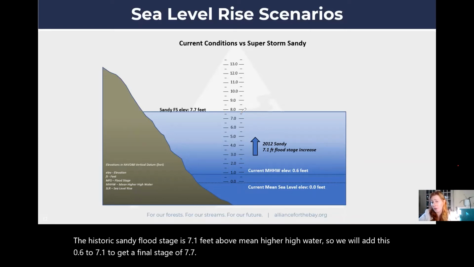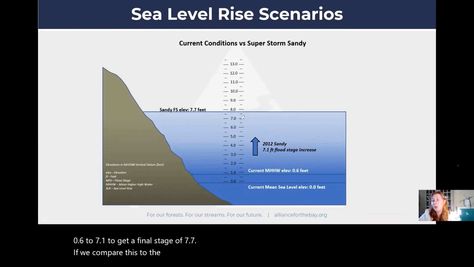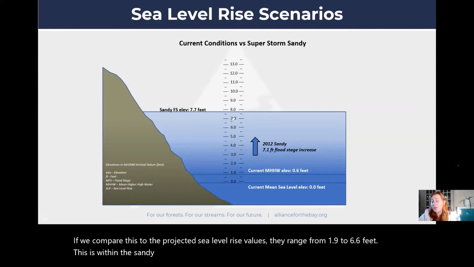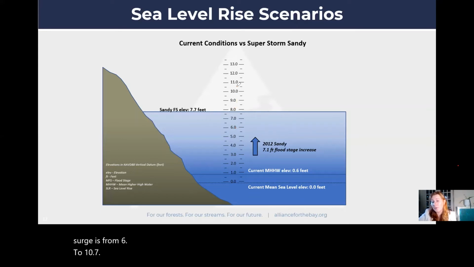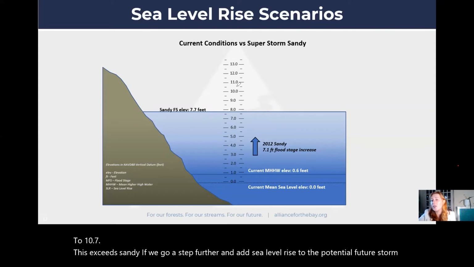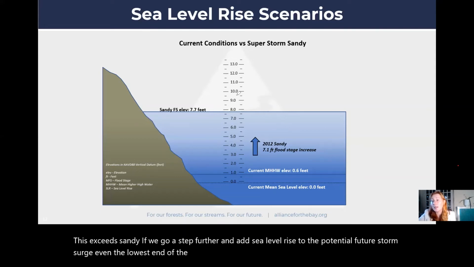If we compare this to the projected sea level rise values, they range from 1.9 to 6.6 feet. This is within the Sandy footprint. While the range of sea level rise plus existing major storm surge is from 6 to 10.7. This well exceeds Sandy. If we go a step further and add sea level rise to the potential future storm surge, even the lowest end of the range exceeds Sandy at 9.6 to 14.3 feet.